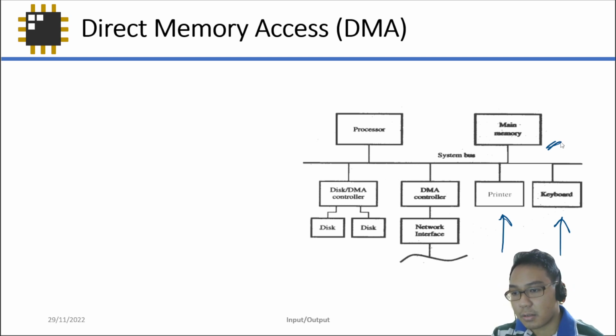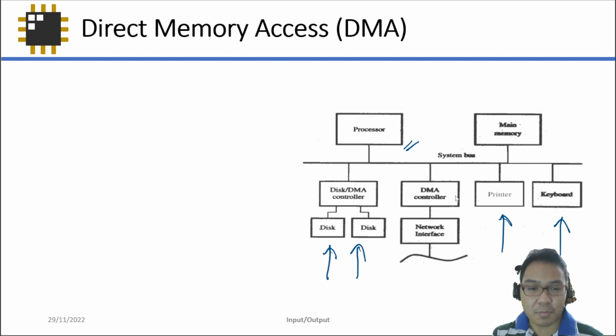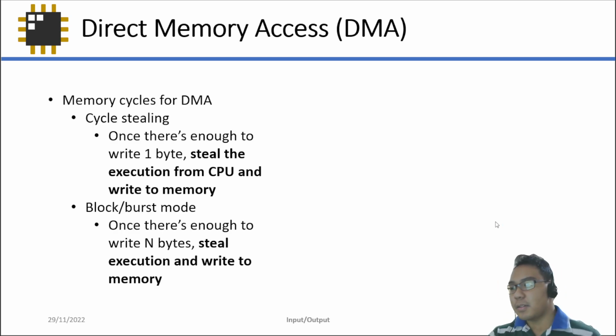DMA controllers instead, sorry, this is the processor. DMA controllers instead are used for heavy, large, bulky jobs with a lot of back and forth, such as interacting with the disk or interacting with a network, as I've said earlier. So, okay. How does the DMA get memory cycles? I did say it hijacks the system bus, but how do we tell it when to hijack the system bus? Well, there are two ways that people tend to go about it. It's called cycle stealing or burst mode.